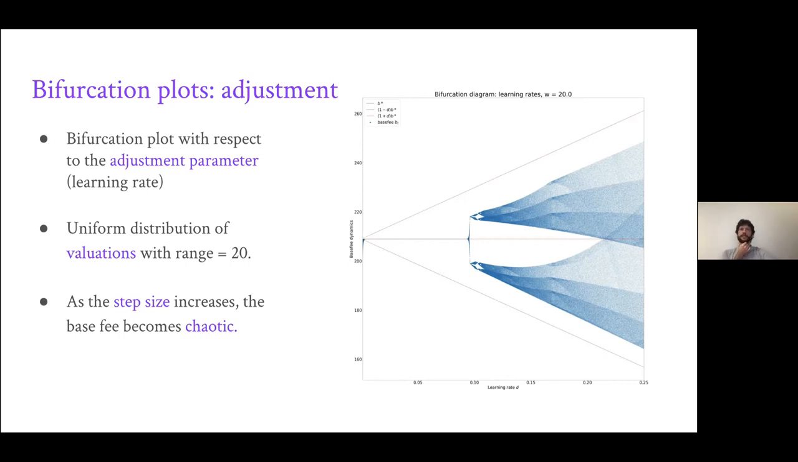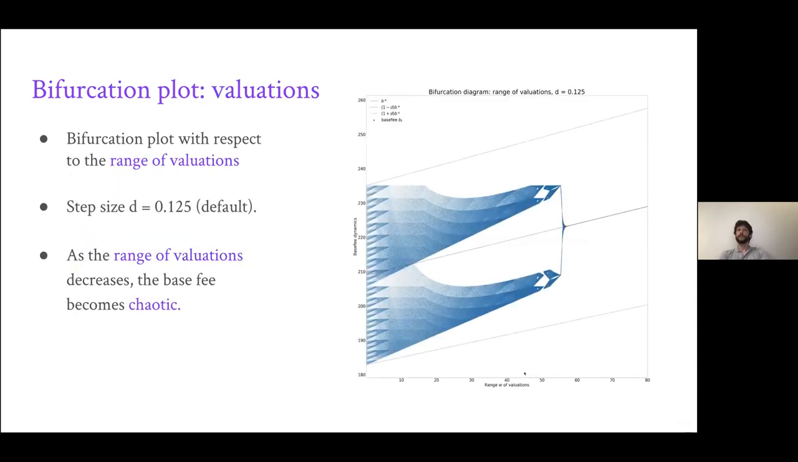As we see, it's exactly what our theorem predicts, right? If the learning dynamic is small enough, then you see equilibration. But if that inequality is not satisfied, then you can see chaos. And then here's our second theorem effectively visualized. What happens here is that we fix the D to be 0.125, the parameter chosen by Ethereum.